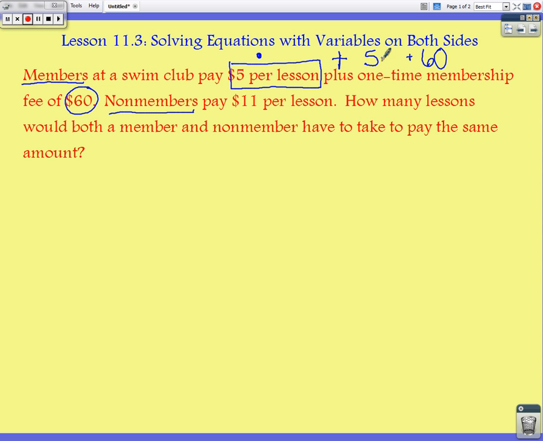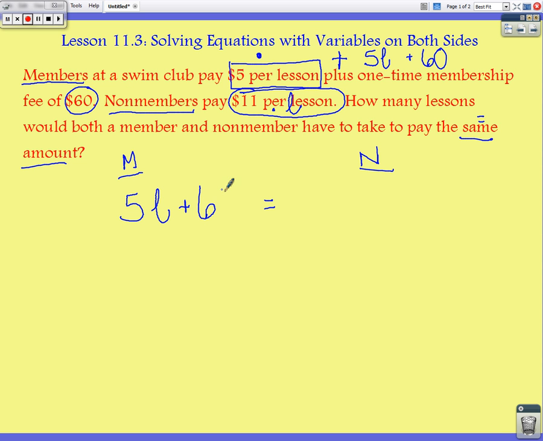Now we're trying to figure out how many lessons, so I'm going to call this L for lessons. Non-members pay $11 per lesson. How many lessons would both a member and non-member have to take to pay the same amount? I think of same, I think of equals. The way I'm going to set this up is I'm going to put members on one side and non-members on the other side of the equation, and they're going to equal the same amount. We have members pay $5 per lesson, and you're going to pay that one-time fee of $60. Now, a non-member is going to pay $11 per lesson.